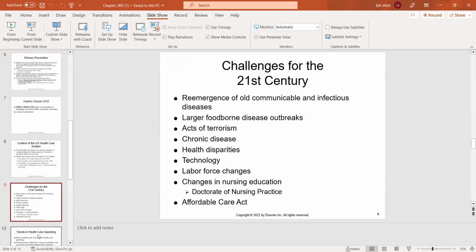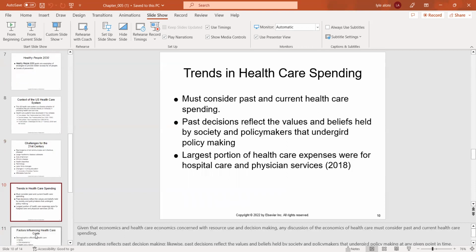When we look at our challenges for the 21st century with economics, we do know that we have larger foodborne outbreaks, acts of terrorism, elevated chronic disease, tremendous health disparities, and technology and its sources. The Affordable Care Act is something that we'll talk about in class.